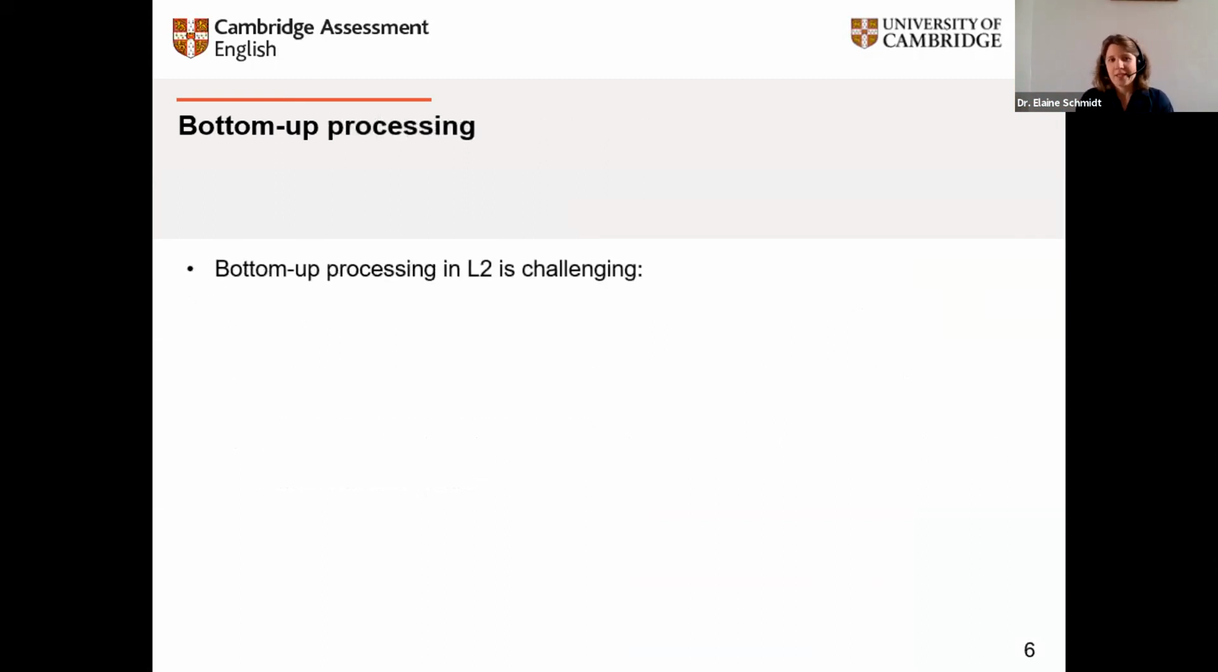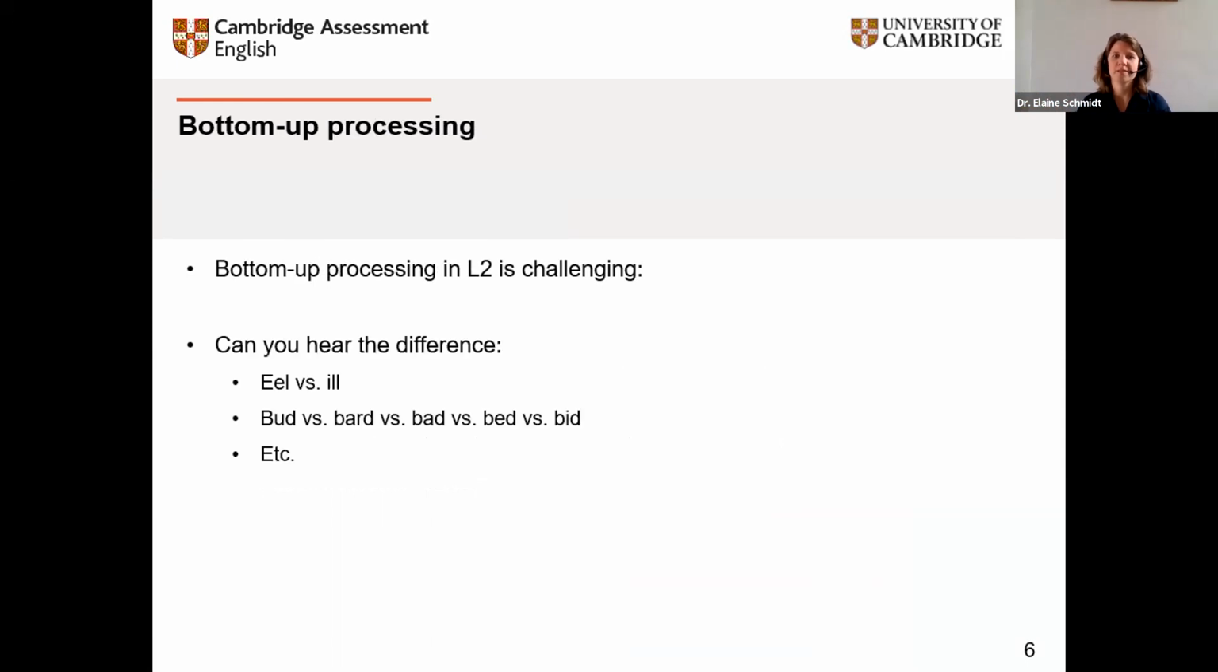But bottom-up processing in L2 can actually be quite challenging. Listening to each sound coming in sounds relatively easy, but it is actually quite challenging. Now consider, for example, these examples. And the question is, can you hear the difference? So we have eel versus ill. We have bud versus bard versus bad versus bed versus bid, and so on and so forth.